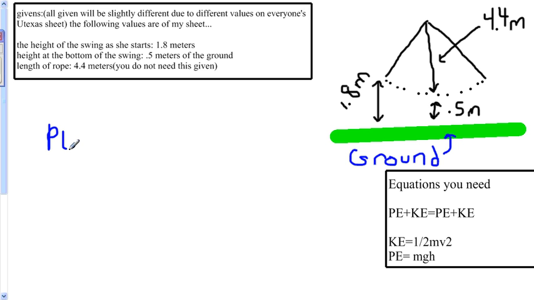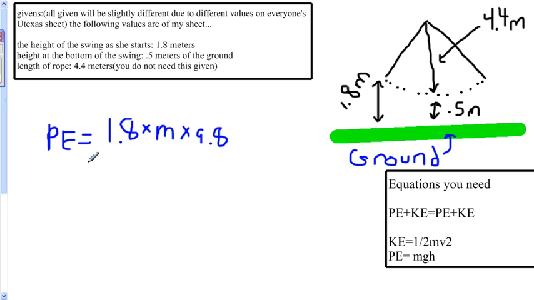Potential energy equals 1.8 multiplied by mass, multiplied by gravity, which is 9.8 meters per second squared, the acceleration. Right now, just ignore the mass because it will take care of itself later.